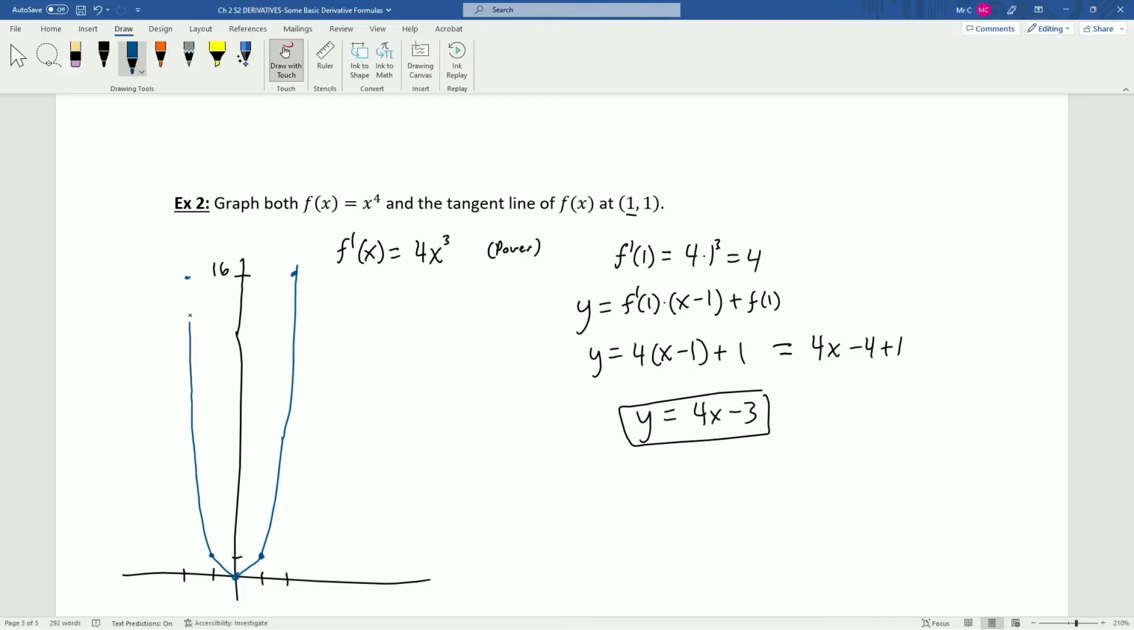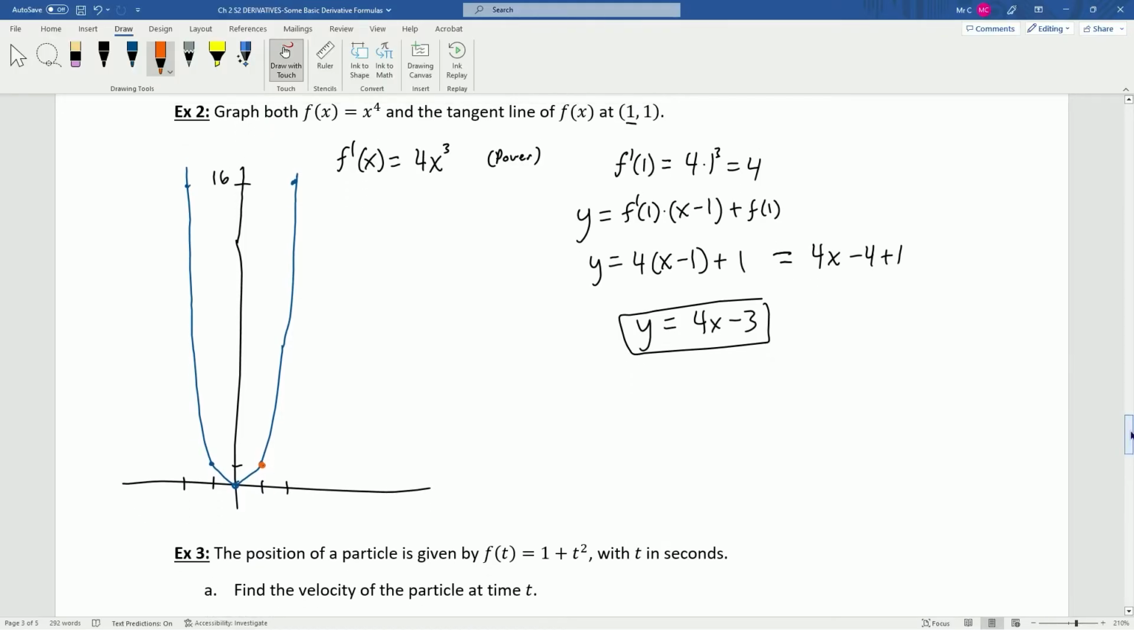Now, our tangent line at 1, 1 is going to be the line that passes through the point 1, 1 on the graph. And it has slope 4 and y-intercept -3. So there we go. That's our tangent line at the point. And there's our function. Okay. Let's go ahead and move on to another example.